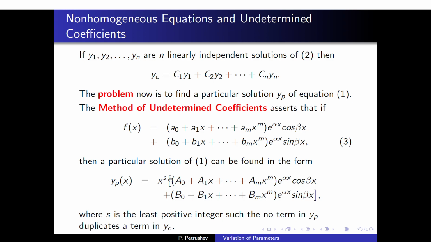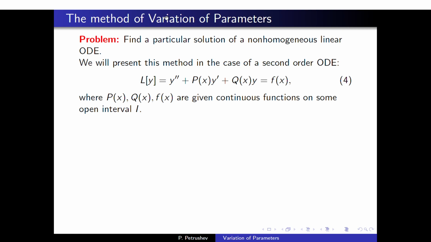Here there is a multiplier, x to the power s, where s is the least possible positive integer, such that neither of the terms that are involved in yp is a solution of the homogeneous equation. So neither of the terms right here is included in yc. Now the question is, how can we solve this problem if the function f of x is not of this form? And most functions are not of this form. And the answer is, we can use the method of variation of parameters.